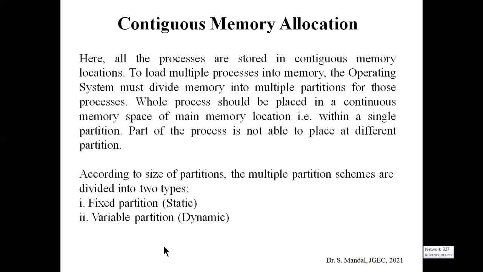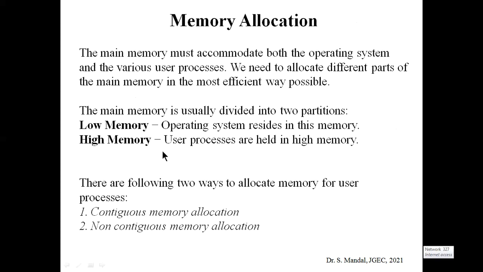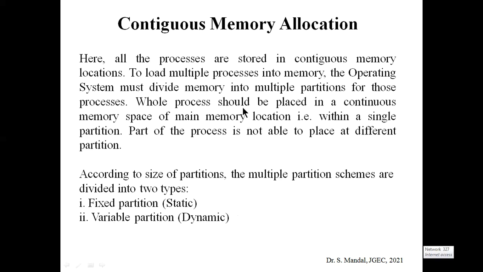So to load multiple processes into the main memory, the OS must divide memory into multiple partitions for these processes. The part of the user process, that means the part of the high memory where the user process can reside, is divided into multiple parts, that is known as the partition. So original main memory is divided into the low memory and high memory. In low memory, the OS resides, and in the high memory, processes can be loaded.